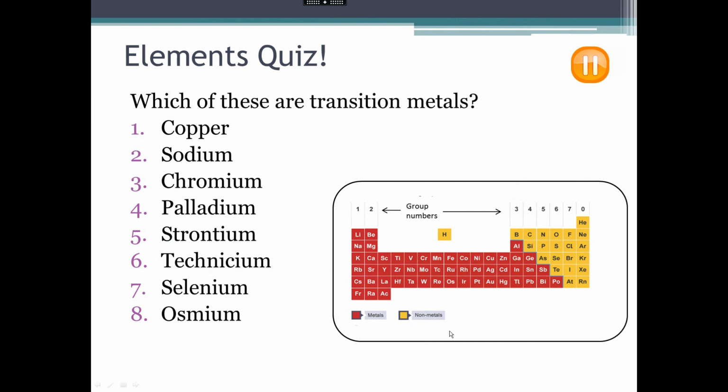Okay, here we go. You're going to need to refer to the periodic table. Out of this list, which are transition metals? Pause the video and decide which numbers are transition metals. Pause it now.